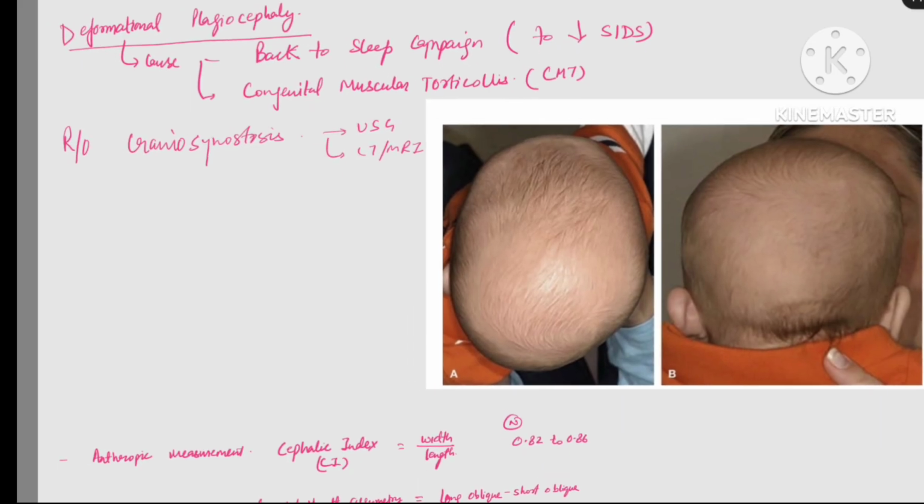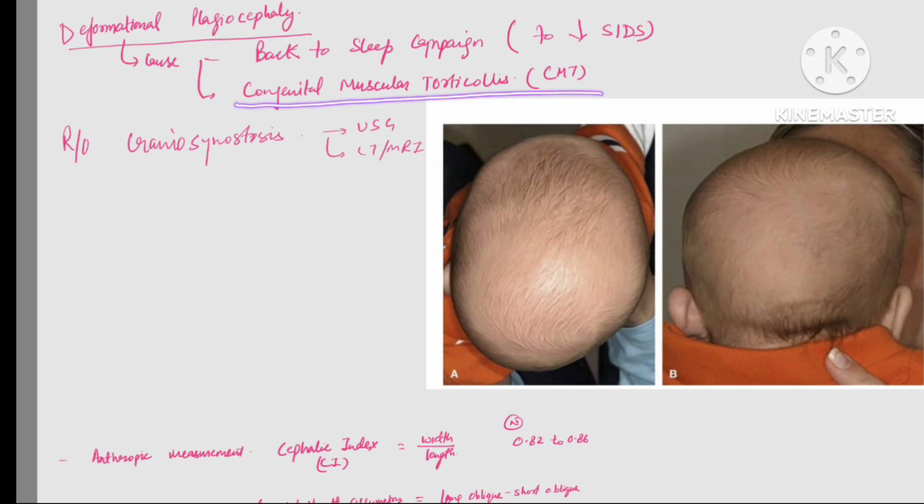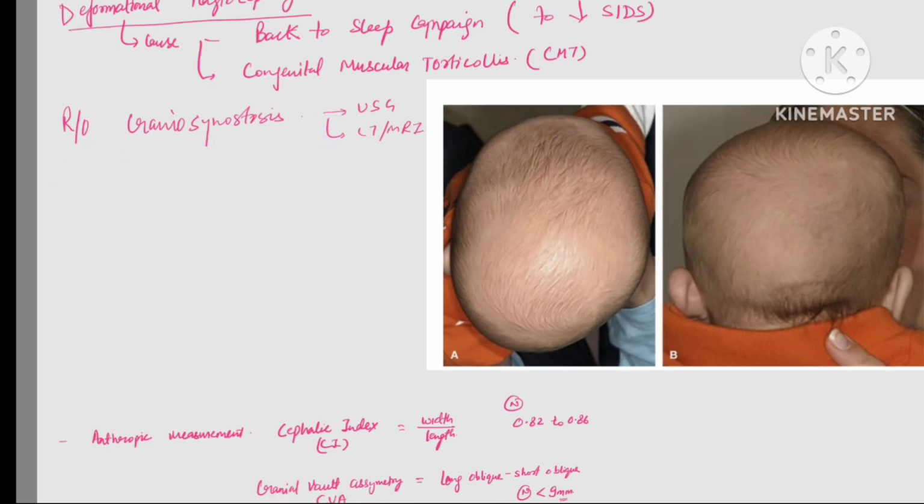After that, there is other confusing terminology such as deformational plagiocephaly. This is not a craniosynostosis. Here it is caused due to the back to sleep campaign, which was done to decrease sudden infant death syndrome. The child was continuously lying on the back, so there was flattening or abnormal shape development of the head. And another condition is congenital muscular torticollis. Here we have to rule out craniosynostosis, which can be done by using ultrasound or CT or MRI.